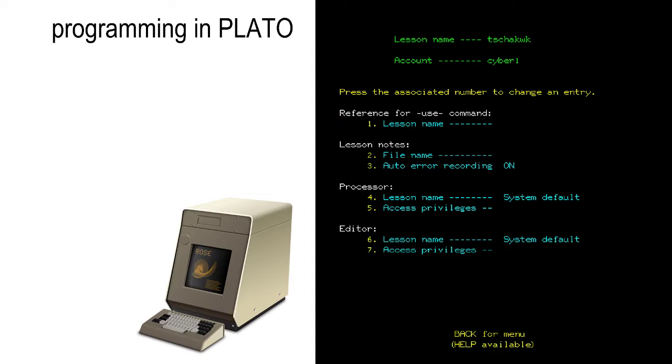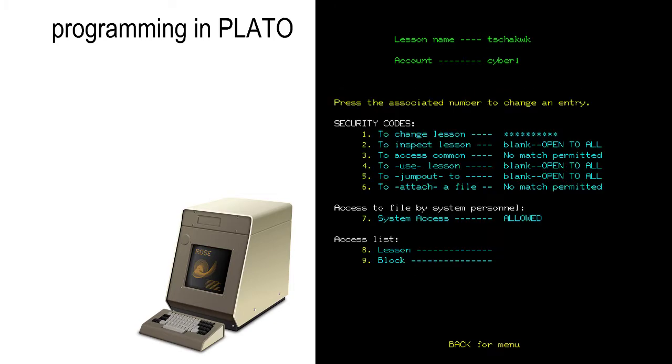You typically don't need to change these too much. And finally here you have the ability to set very fine-grained security codes for various control aspects: to change lessons, to inspect them, to access the common data, to use the lesson, to jump out to the lesson, meaning that if I were to put this onto Big Jump, and you selected it from Big Jump, that would be considered a jump out. So using this lesson from other lessons on the system to attach files, etc.